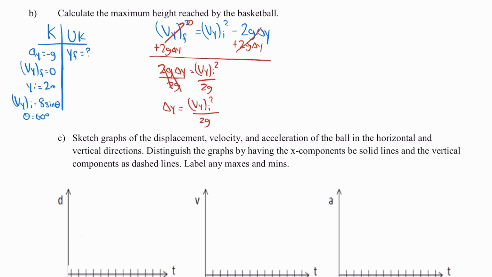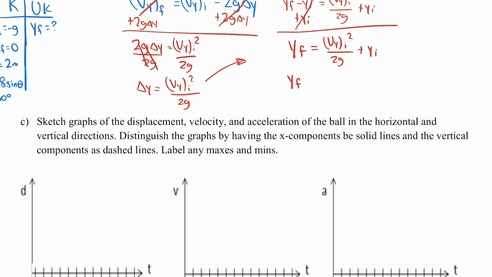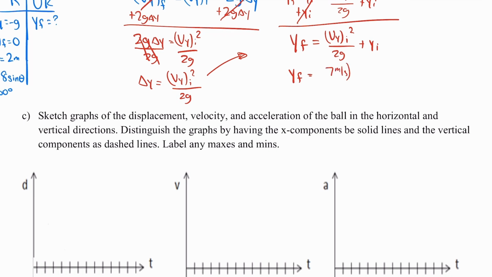Next, I'm going to expand my delta y to be y final minus y initial equals vyi squared over 2g, because I'm only looking for the yf. I don't need the yi, so I'm going to add it over to the other side. So all together, my maximum height is going to be the initial velocity squared over 2g plus that 2 meters that it began from. All together, I'm going to get 7 meters per second squared divided by 2 times 9.8 meters per second squared. All of that, we're going to add 2 meters to it. So my final height, or the maximum height reached, is going to be 4.5 meters.